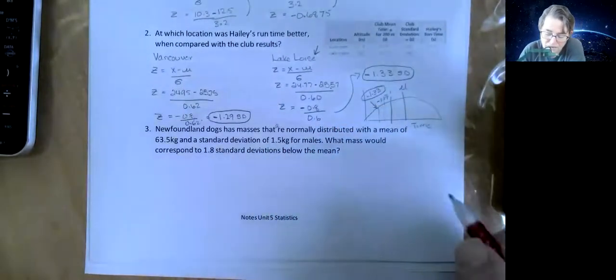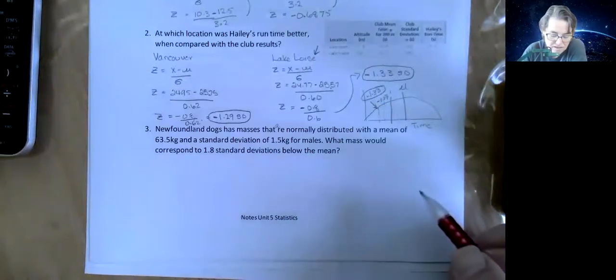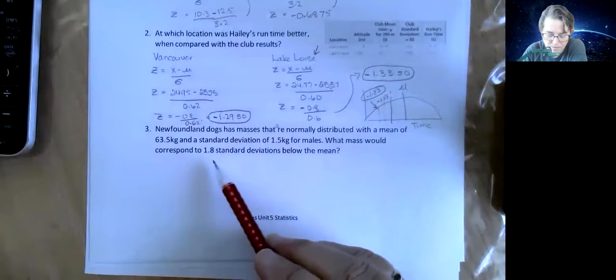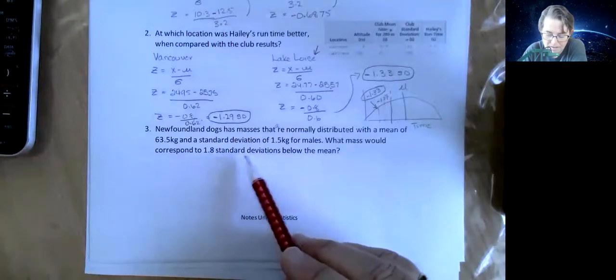Okay, Newfoundland dogs have masses that are normally distributed with a mean of 63.5 kilograms and a standard deviation of 1.5 kilograms for male. What mass would correspond to 1.8 standard deviations below the mean?